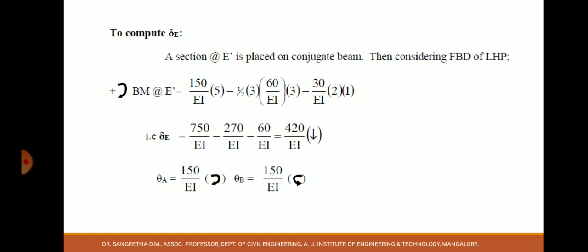When you add up all the things, if you get a negative answer, it is downward in nature. So that is what deflection is. That's how the deflection is evaluated. So once the deflection part is evaluated, we have the deflection at E.